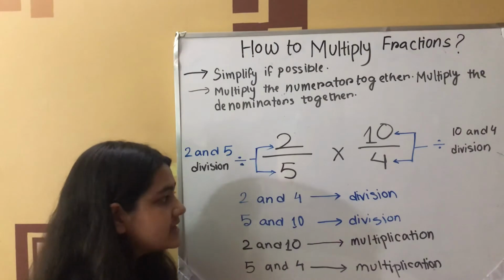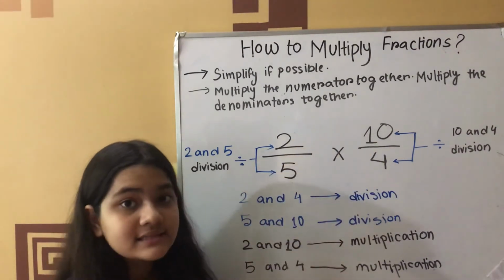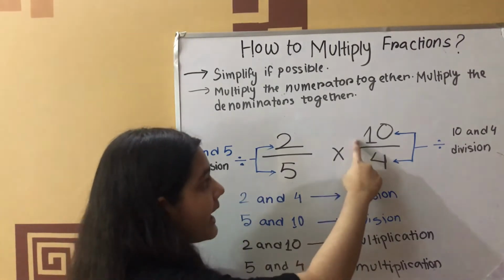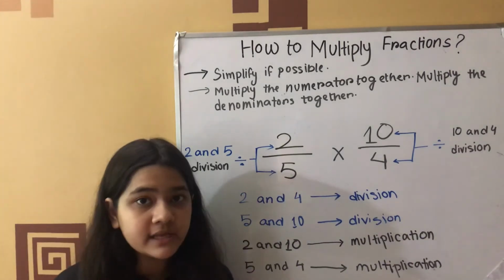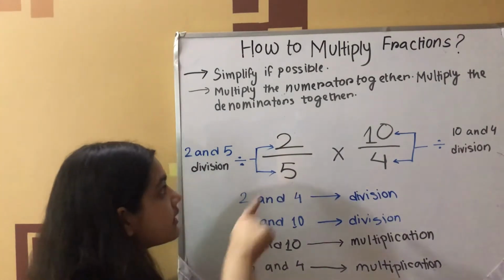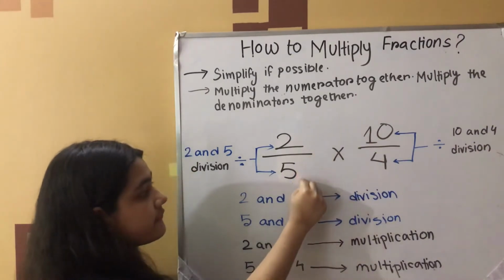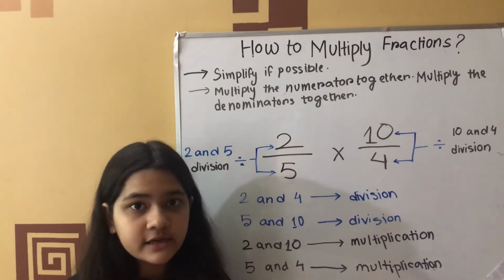And the relation between 2 and 4 is division. Likewise, the relation between 5 and 10 is also division. And the multiplication relation over here is 2 multiplied with 10 and 5 multiplied with 4. So let's revise a little bit again.